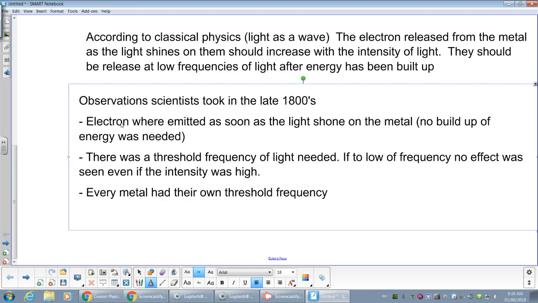If the light was at or above the threshold frequency, the energy of the emitted electrons will increase as the frequency of the light increased. After threshold frequency, the electron, sorry, not the light, the electrons emitted would increase with an increase in intensity.